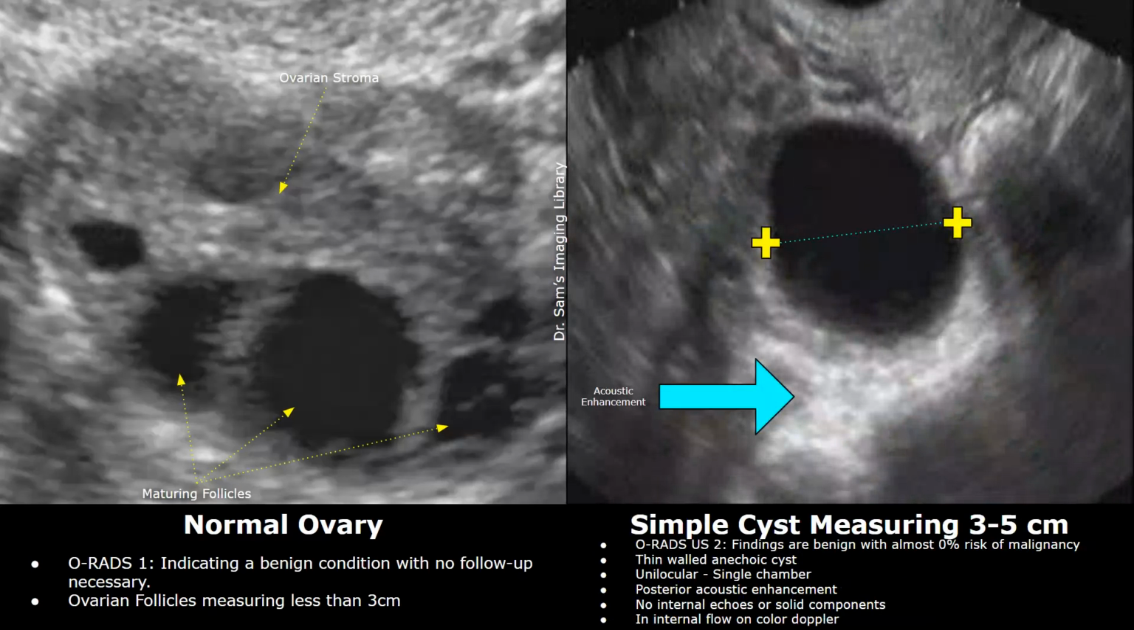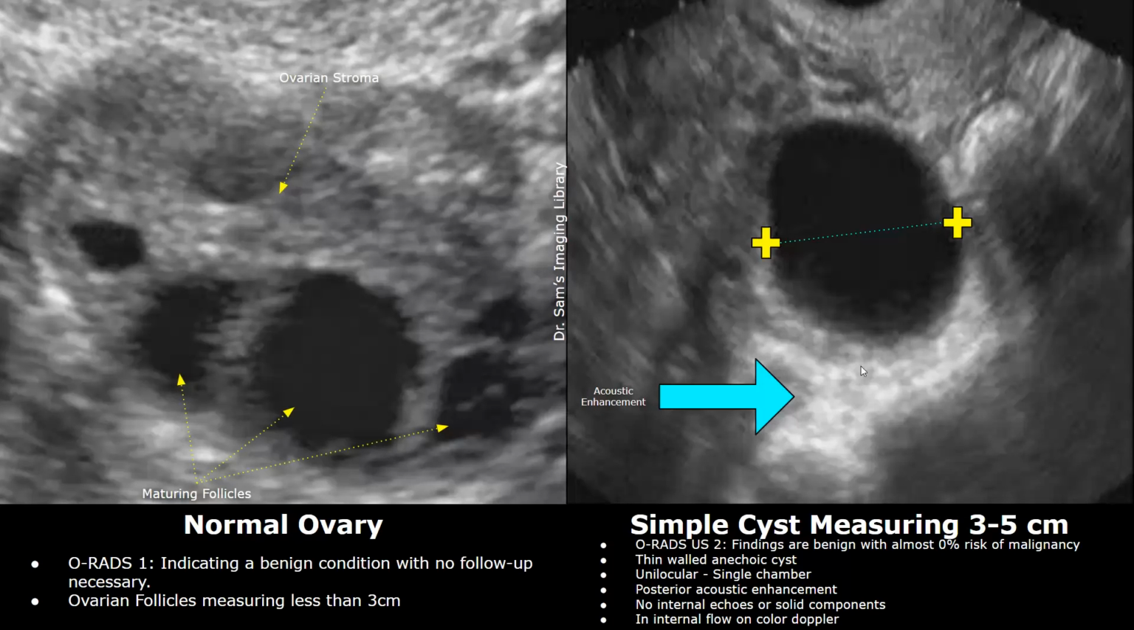Now we move on to O-RADS US 2. This includes findings that are benign with almost 0% risk of malignancy. A simple cyst that measures between 3 to 5 centimeters comes under O-RADS 2. A simple cyst will be thin-walled and anechoic. It will be unilocular, which means it has just one chamber or one compartment. It will have posterior acoustic enhancement.